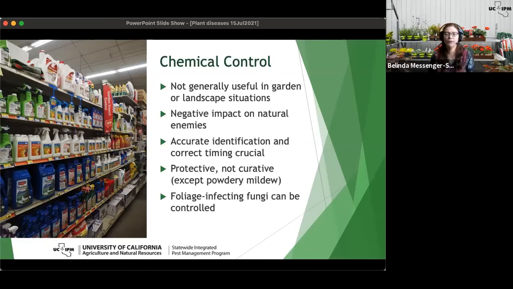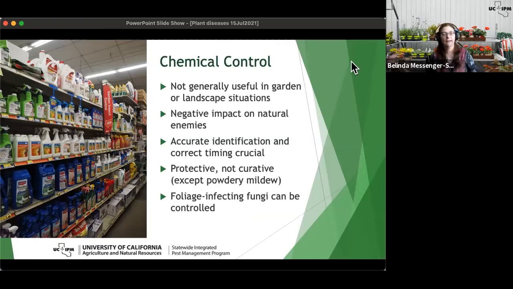You can control foliage infecting fungi like powdery mildew, rust, and peach leaf curl with fungicides as long as you time your application right. If you see disease symptoms, in most cases, it's too late for a pesticide to be effective because most of these fungicides are protective. They don't cure the disease. Powdery mildew is going to be the one exception to this. A fungicide can actually cure the disease because the fungus is growing on the outside of the plant.